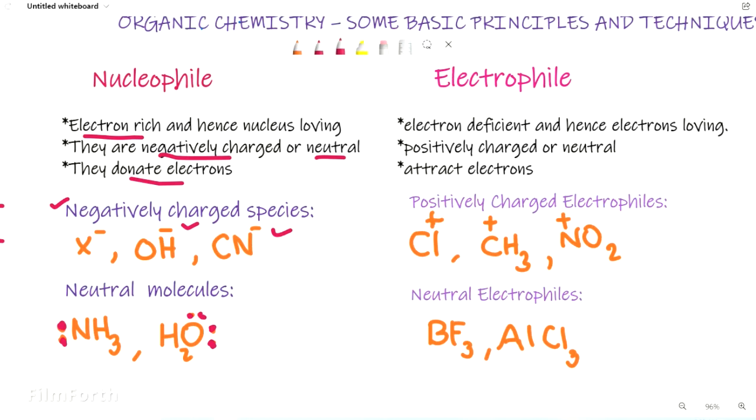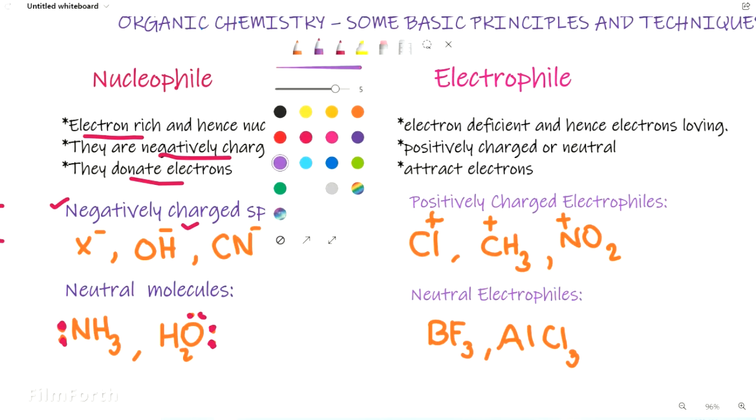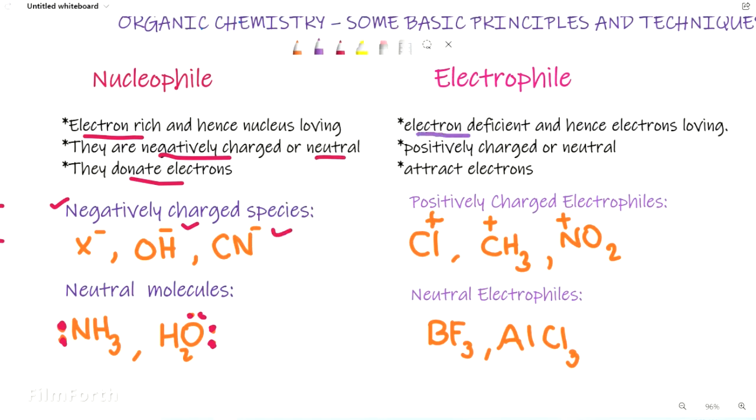Now let us study electrophiles. What are electrophiles? Electrophile means electron deficient species. They don't have electrons, so they are seeking or attracting electrons. They can be positively charged. As you know, when an atom does not have electrons, it gets a positive charge. So usually electrophiles will be positively charged or neutral. As they don't have electrons, they usually attract electrons to complete the chemical reaction.